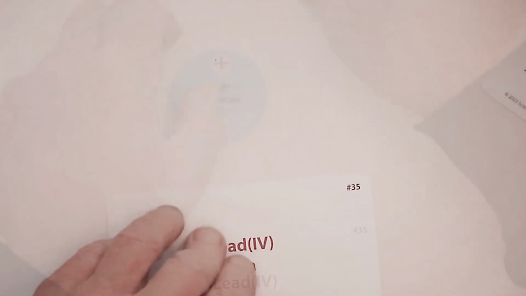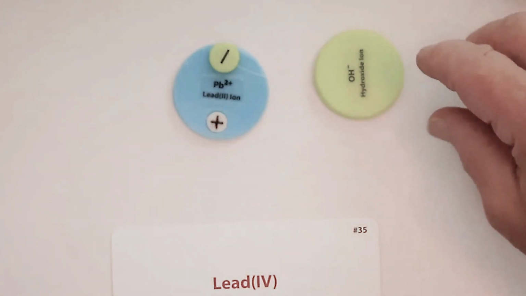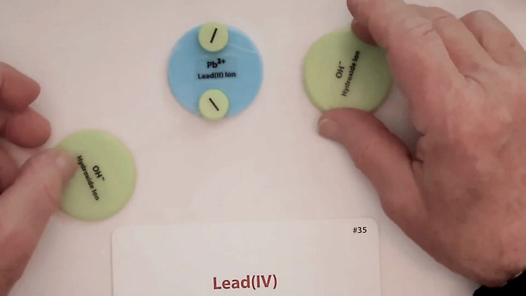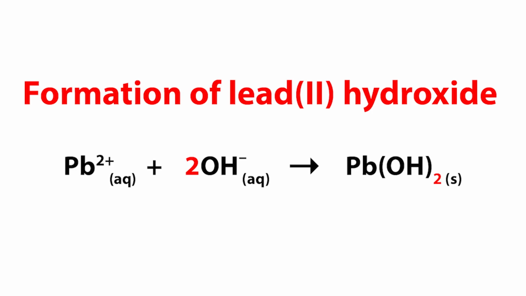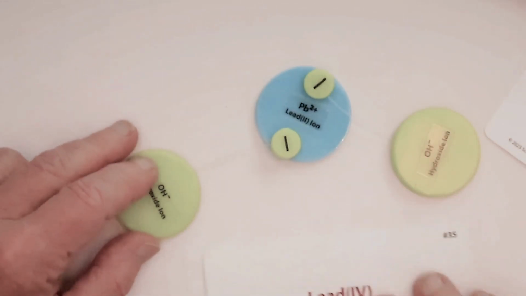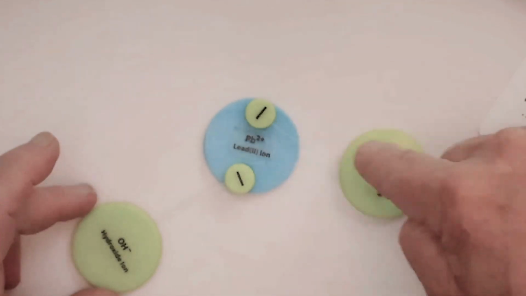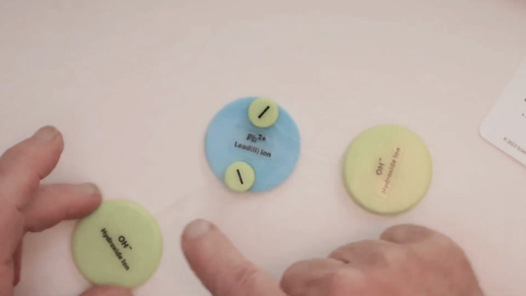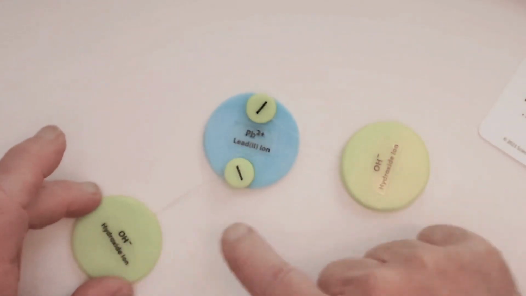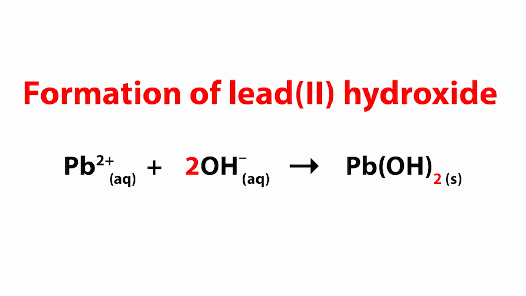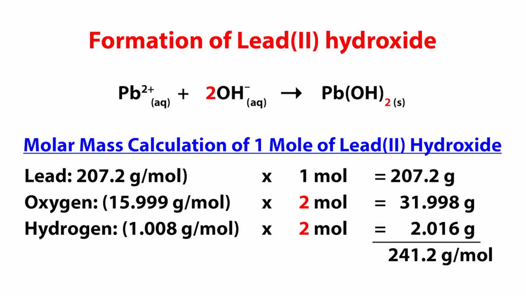Okay? And so lead 1 and 2. So it's got lead 2 hydroxide. Let's bring that down so you can see. Move that out of the way. Lead 2 hydroxide. 1, 2 oxygens, 1, 2 hydrogens. The lead 2 hydroxide, the lead is pretty heavy, 207.2 grams.